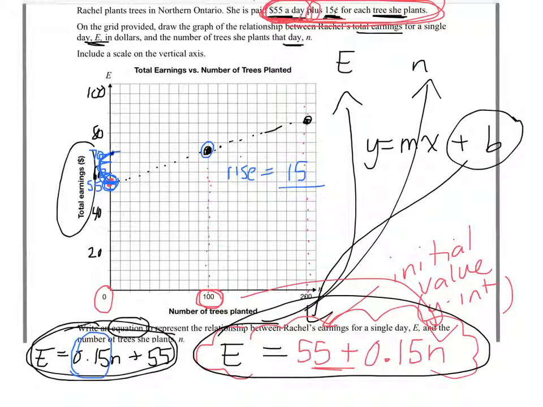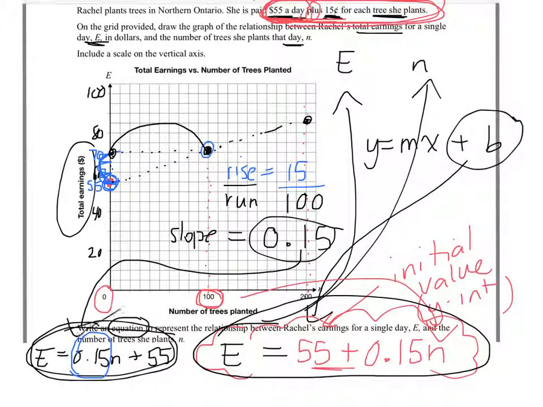We're going from here, from 0 to what? 0 to 100. What is 0 to 100 real quick? Okay, so the run is 100. What is the slope of this line? What's 15 divided by 100? 0.15. Look at our equation. That's what it should have been. So it matches. It's correct.